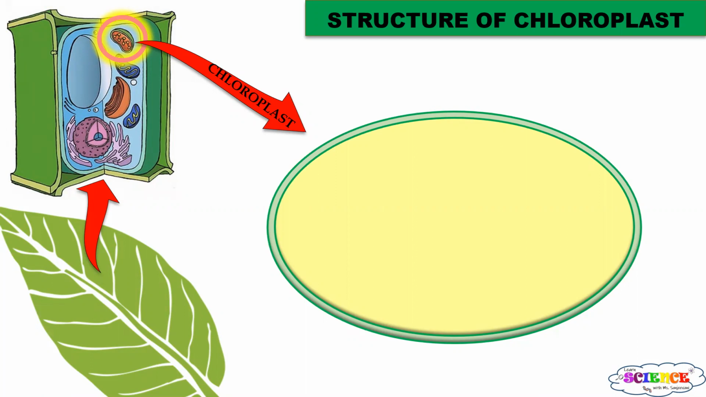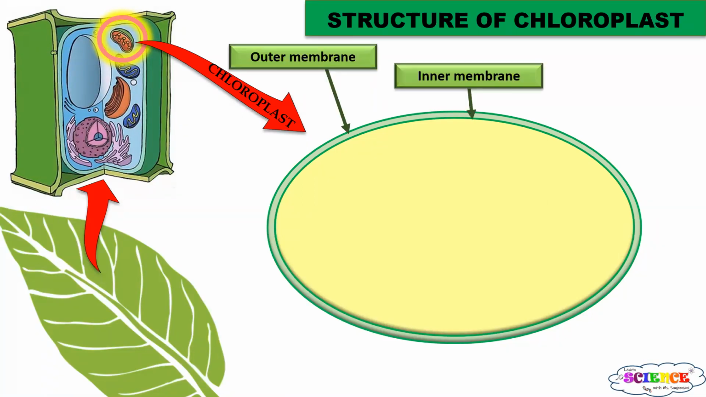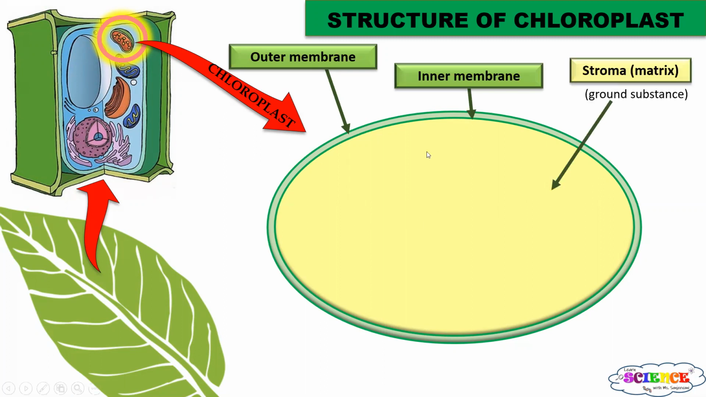Now, this chloroplast is oval shaped and it is surrounded by two membranes, the outer membrane and the inner membrane. Inside this chloroplast, there is a ground substance, a gel-like substance, not exactly fluid, which is called stroma, or simply the matrix is called stroma. The stroma contains circular DNA and ribosomes and other organic substances.